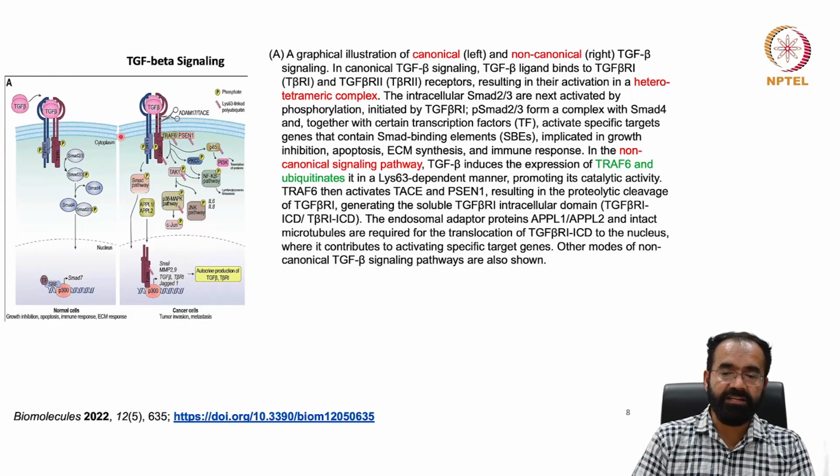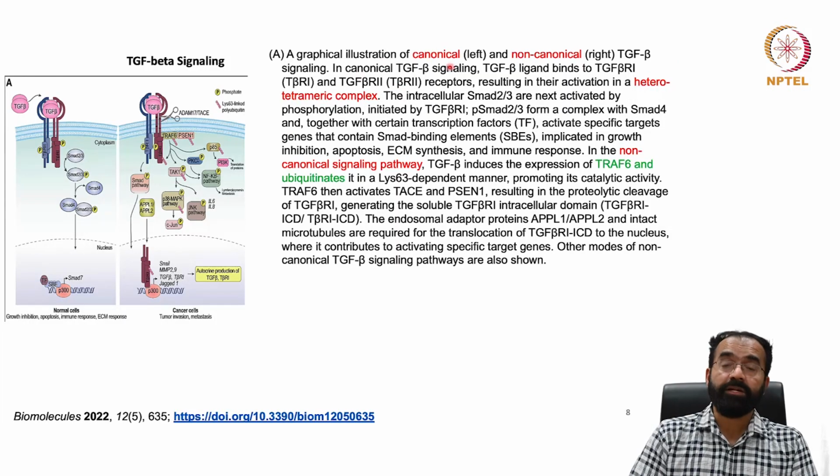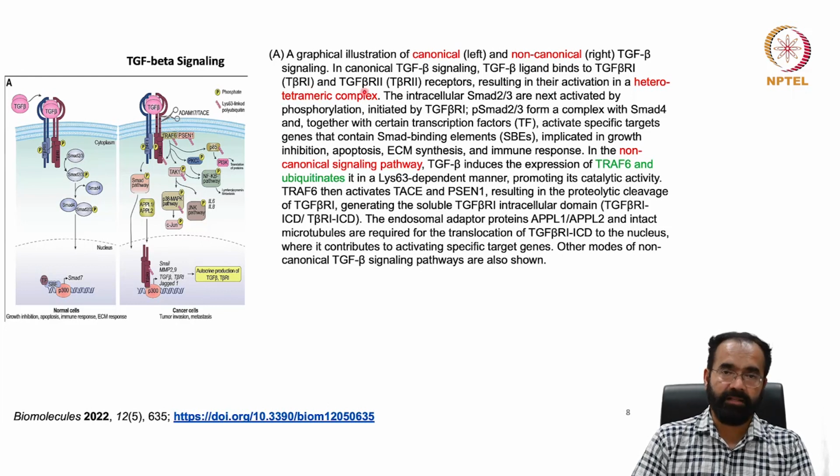It is a graphical illustration of TGF-beta signaling, which has two phases. One is canonical, another is non-canonical. Left side is canonical, right side is non-canonical. In canonical TGF-beta signaling, the TGF-beta ligand binds to TGF-beta R1 and R2. Two receptors are there, TGF-beta receptor 1 and receptor 2, resulting in their activation to form a heterotetrameric complex. That means four receptors come together and form a heterotetrameric complex.